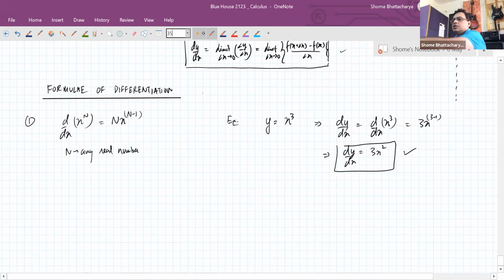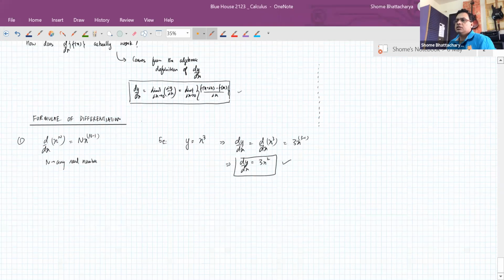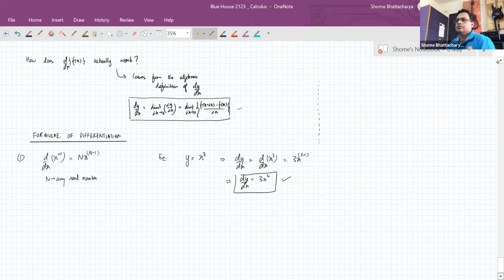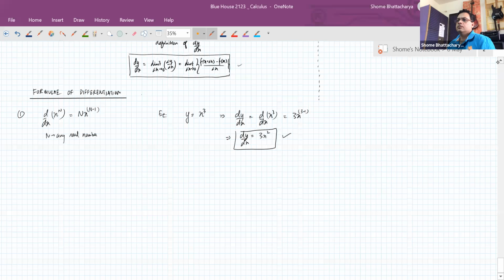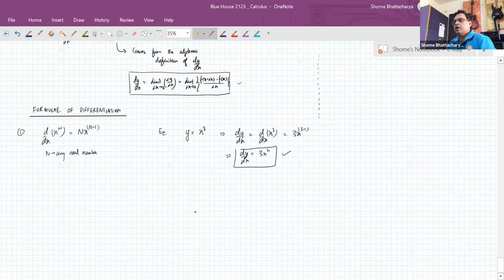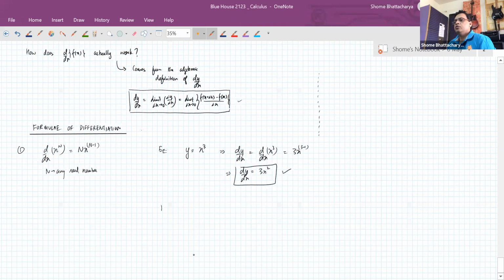So for example, just use this before we get into the derivation. Let's just see the use of this formula for some more examples. y is equal to root x. Find out what this should be. y is equal to 1 by x. Find out what this should be. Okay.